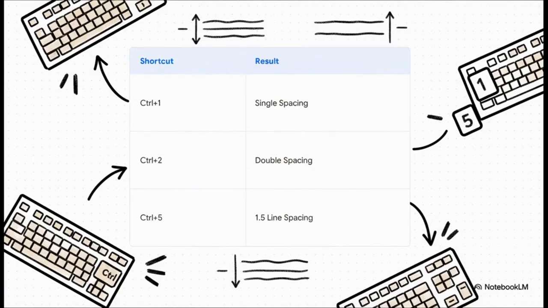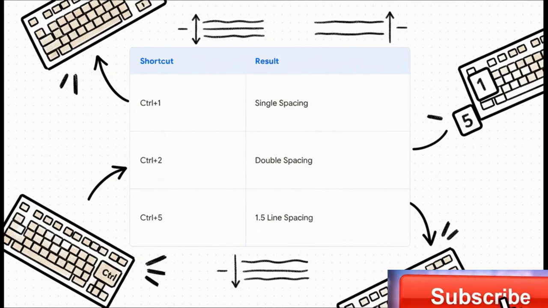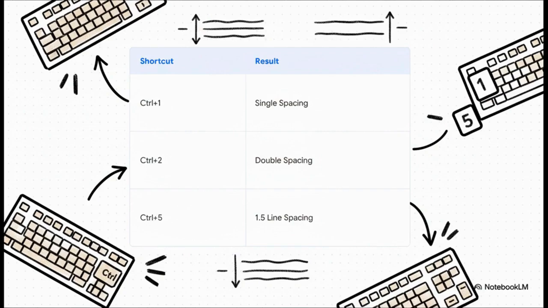Okay, want to know a real power-up for making your text easier to read? It's all about line spacing. And these keyboard shortcuts, they're going to be your new best friends. Control-1 is your standard single spacing. Need more room for notes or edits? Bam! Control-2 gives you double spacing. And Control-5 hits that sweet spot right in the middle with 1.5 spacing. Seriously, learning these will save you so much clicking around in menus.